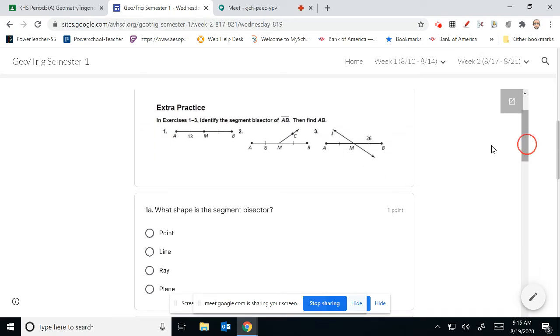Okay, so look at this first one. They want us to identify the segment bisector. So what shape is this that's cutting AB in half? And it is a point. It's point M. So this is a point. The shape is a point.